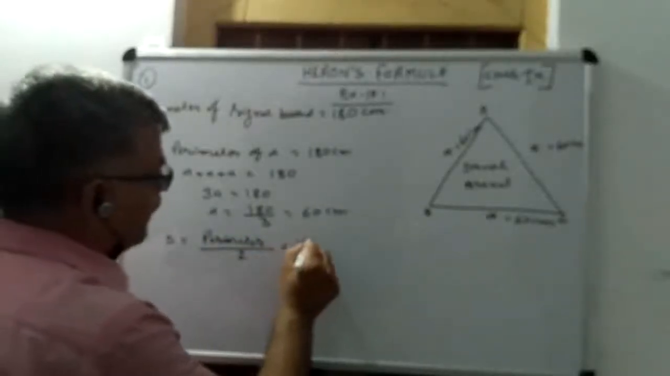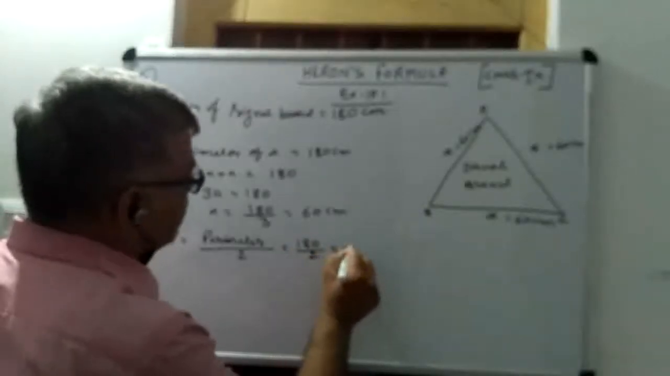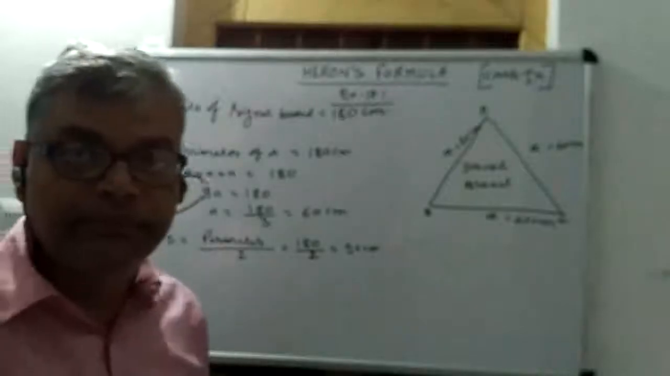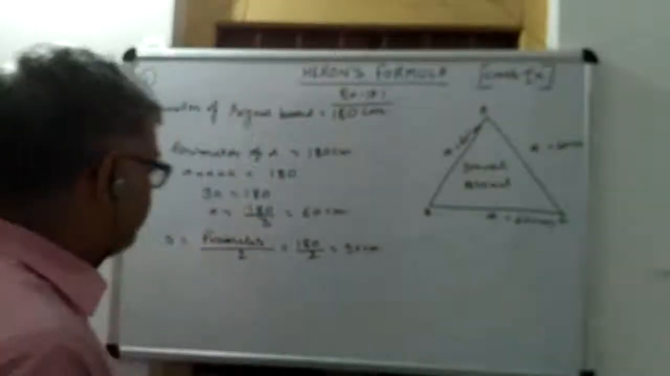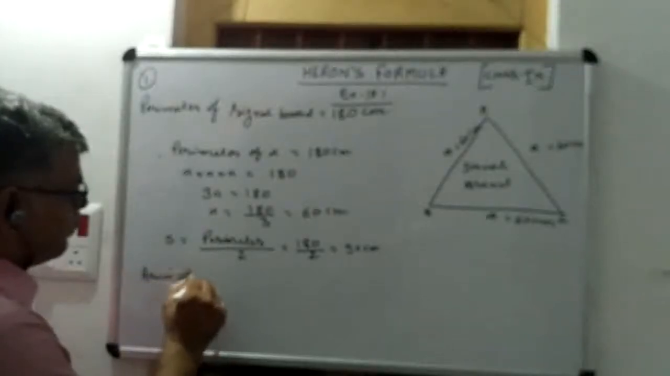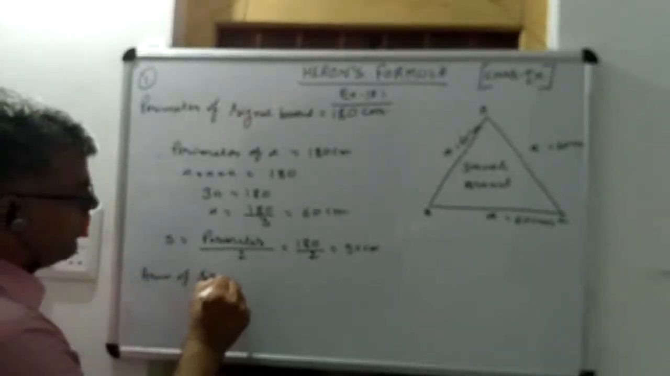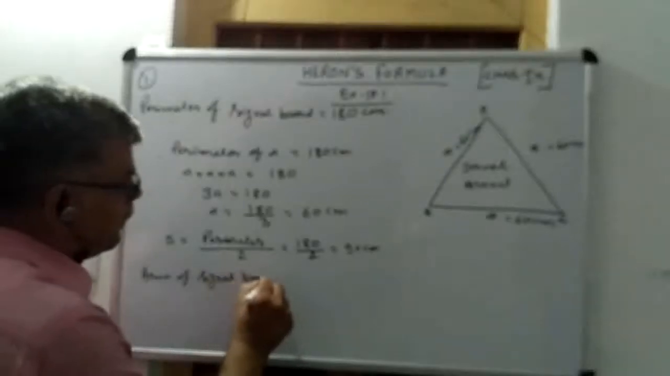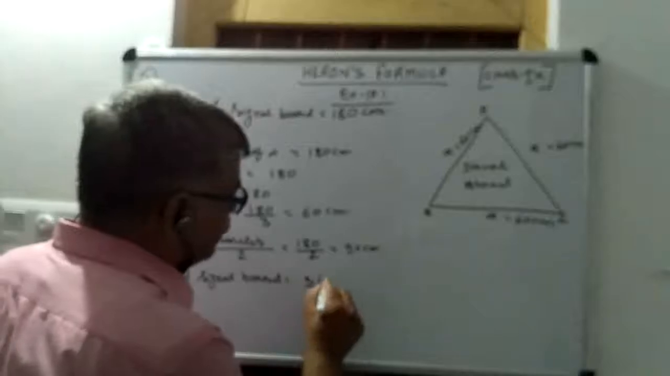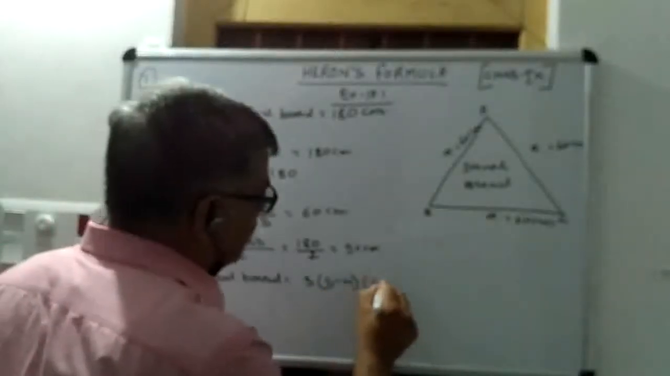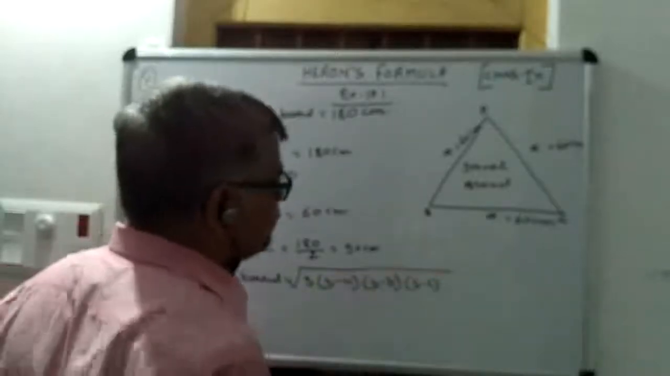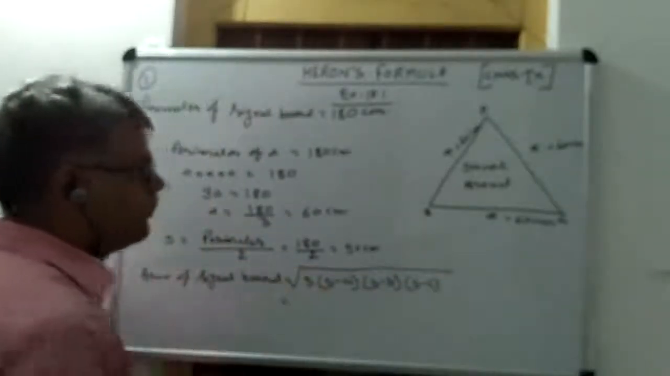You have perimeter 180, divided by 2, that is 90 centimeter, the semi-perimeter for this triangle. Now apply the area of the triangle by using Heron's formula. So you will have square root of S into (S minus A) into (S minus B) into (S minus C). Now put the values of all things.